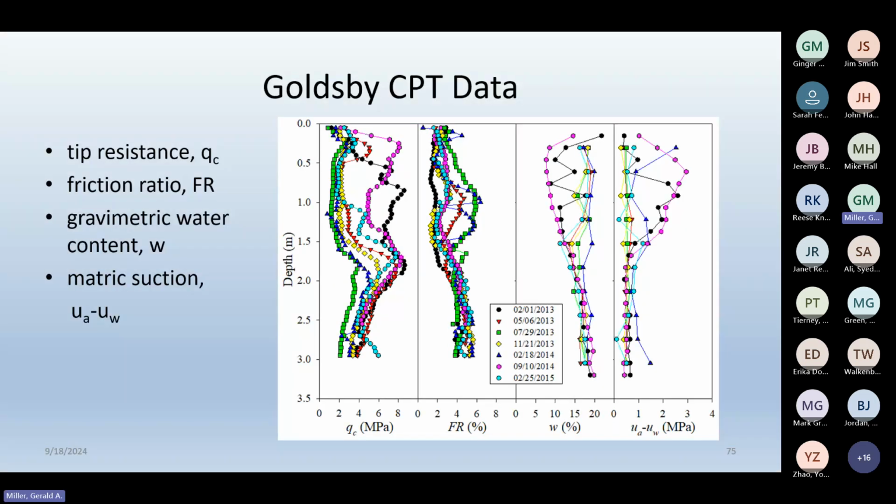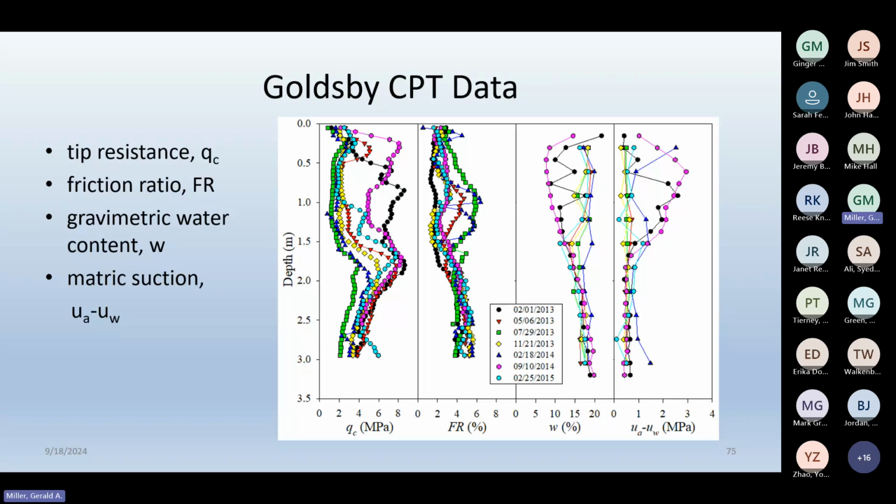Here I'm just showing you all of the data from the different dates. Again, this was over roughly a 2-year period, and you see significant variation in tip resistance. This is actually friction ratio. I didn't plot sleeve friction; I just plotted friction ratio because really that's what I want the sleeve friction primarily for, classifying and profiling the soil. And there's a lot of variation there. That variation tends to correspond to the large variation in moisture content and matrix suction that you see in the upper profile of the site.